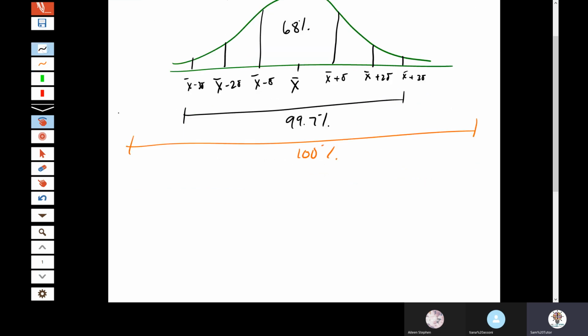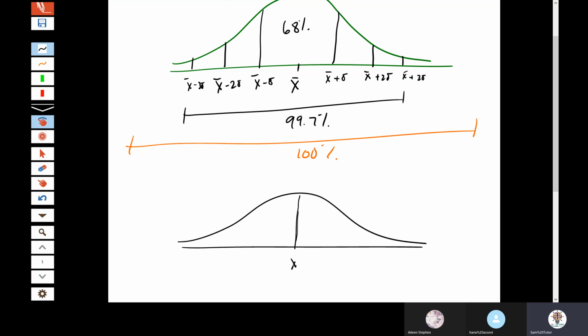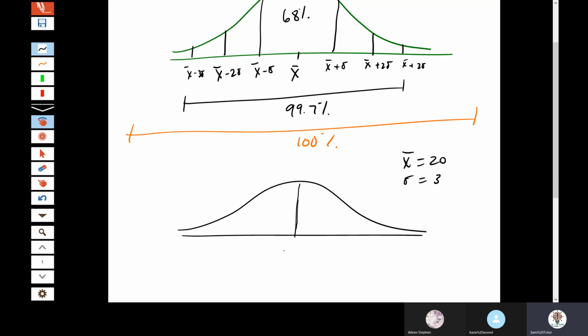Now the questions that you're more likely to see are going to ask you, let's pick a number, it's just easier. Let's say the average was 20 and the standard deviation was 3. Obviously, what number goes in the middle? 20. And then what number goes right after that? 23, 26, 29, 17, 14, and 11.